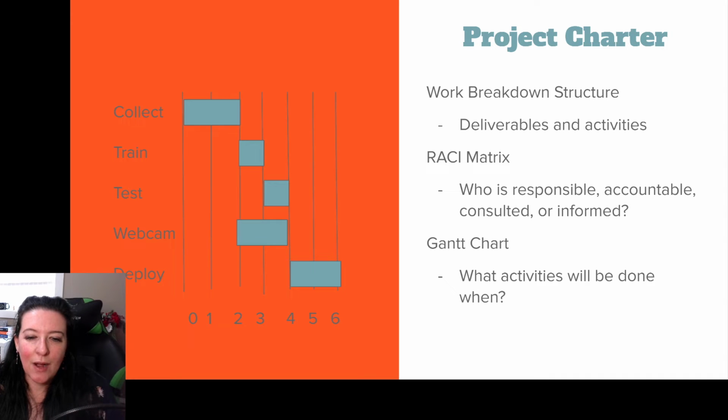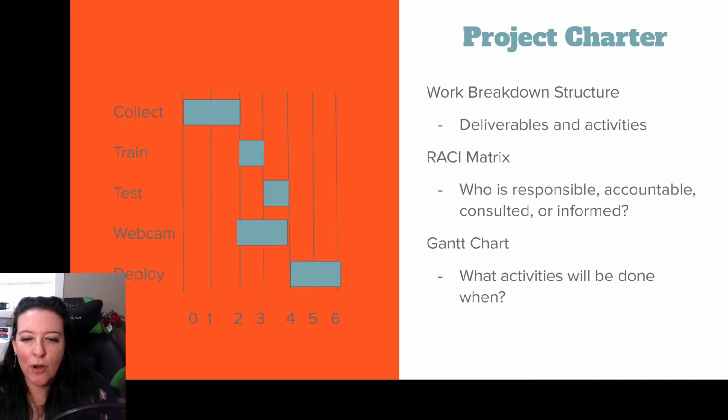The last item here that we'll look at including in our project charter is a Gantt chart. And the Gantt chart shows what activities will be done and when. So we can see how long it will take, or how long we assume it will take as we're planning our project, how long it will take to collect the data. So perhaps we think that it'll take about 2 weeks to collect all the images of good and bad meat. And then we're going to train the data. So that's going to take a week.